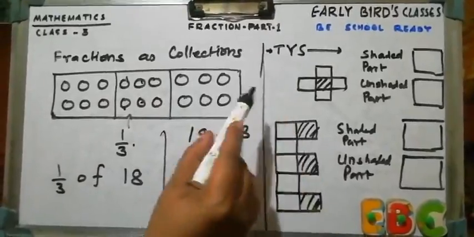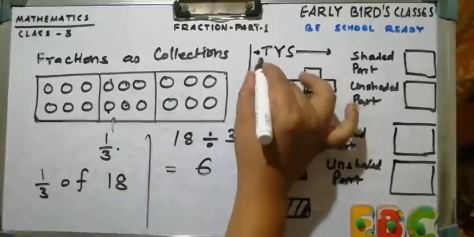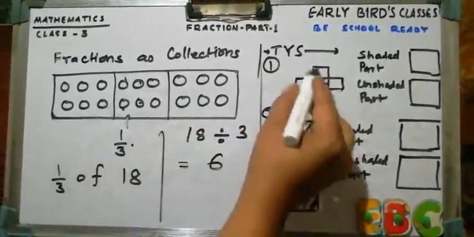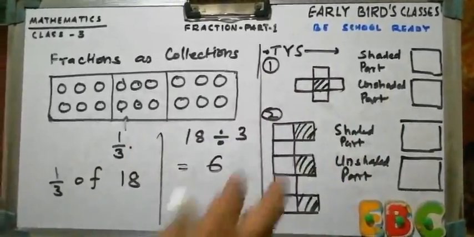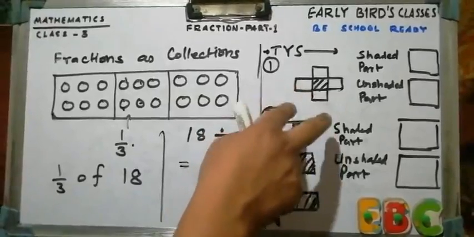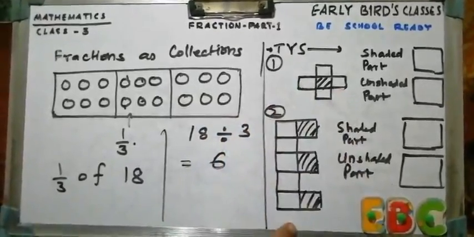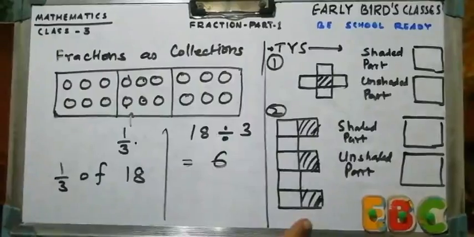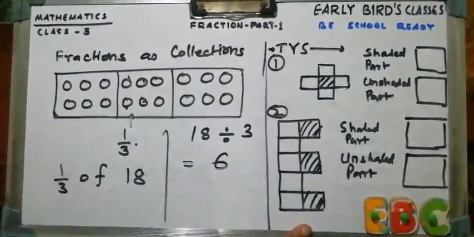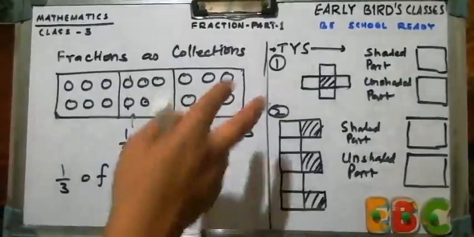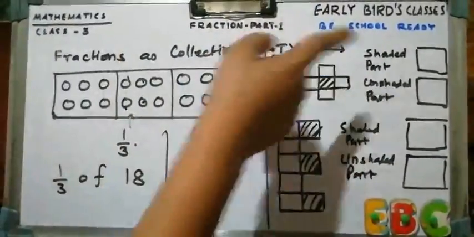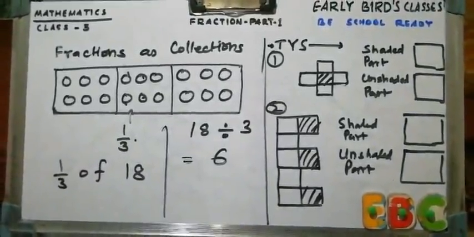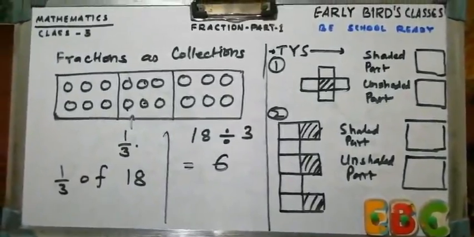Now in try yourself section, there are 2 structures, and structures are equally divided. Here it is divided into 5 parts, and here it is divided into 8 parts. Here 1 part is shaded, and here 3 parts are shaded. So you have to find out what are the shaded parts and unshaded part.